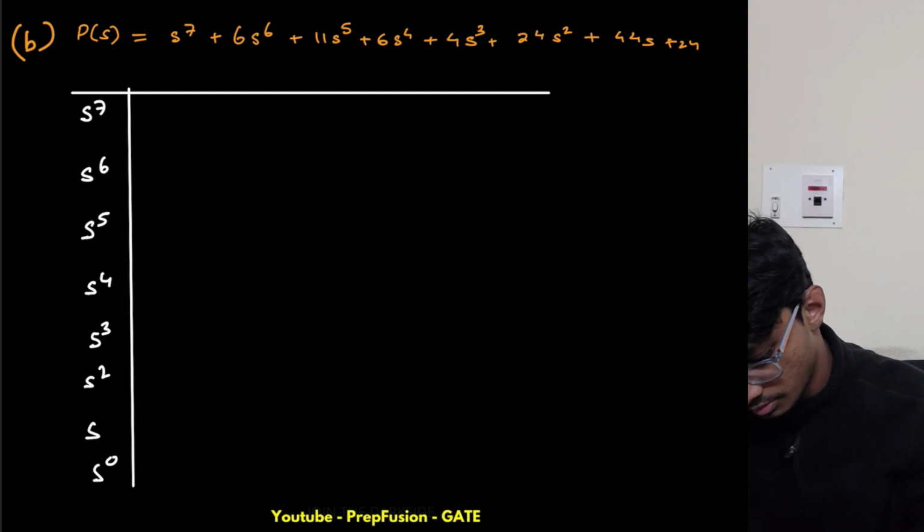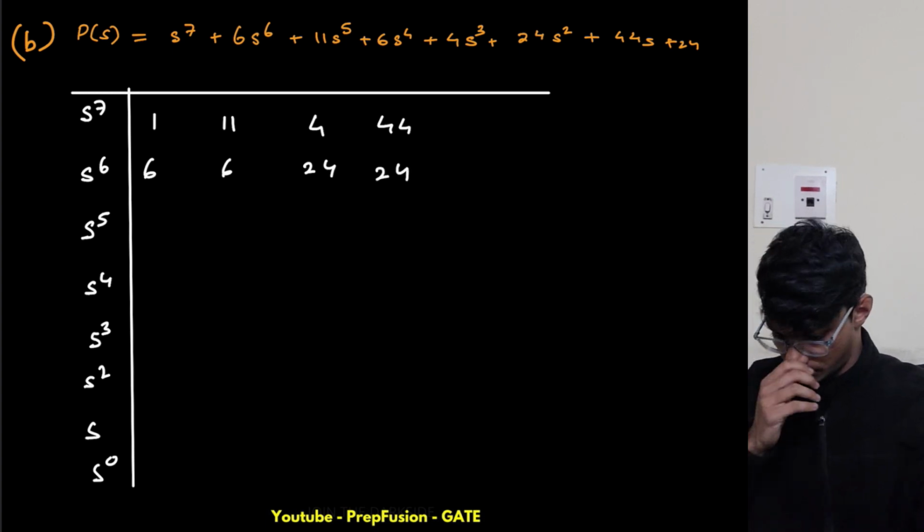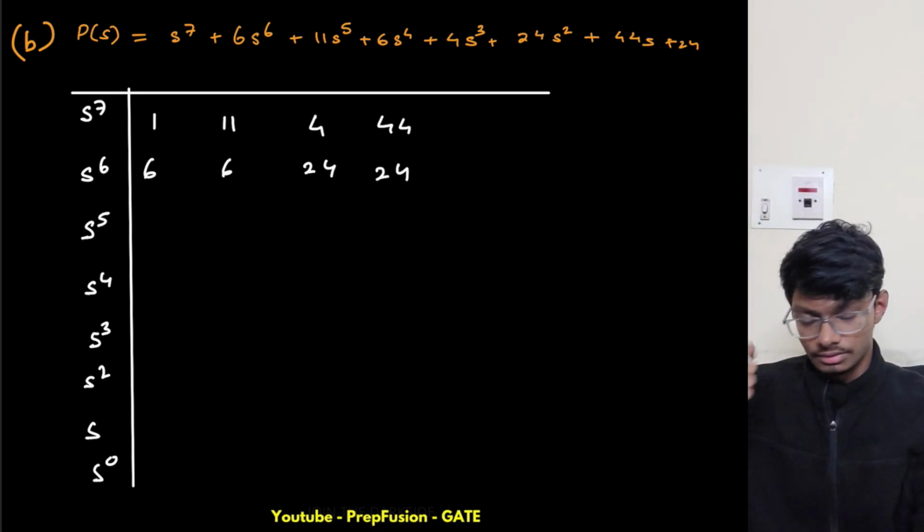What will be the first row? The first row is again 1, skip 1, 11, skip 1, 4, then 44. And what is the second row? It's 6, 6, and then 24 and 24. Okay, so these are the first row and second row.